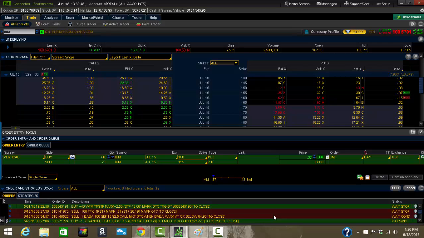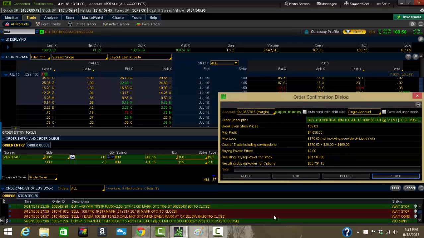You got to look at the numbers, people. Don't just assume the order came in correctly or rationally. Look at the numbers and make a decision on what the values are. This is a 37-cent limit. This is currently at the midpoint prices. Markets are still open. If I wanted to just go ahead and get rid of that, I would then leave it as a day order if it's during the day, and then send it, confirm and send.